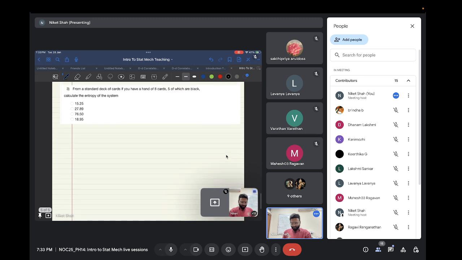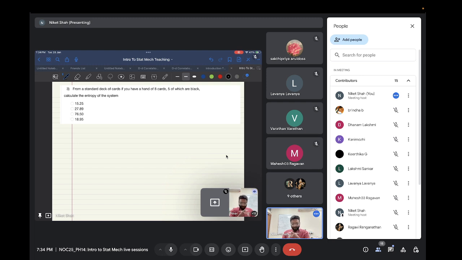Okay, so let me take it. What they're saying is from a standard deck of cards. How many cards are there in a standard deck? 52. There are 26 cards which are black and 26 cards which are red. In black you have spade and, what do you call it, forgot now basically, but there are 26 black cards and 26 red cards, right? So what they're saying is you have a hand of 8 cards. In your hand you have 8 cards out of those 52, and 5 of those cards are black.